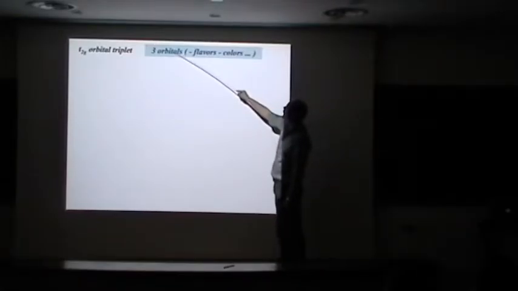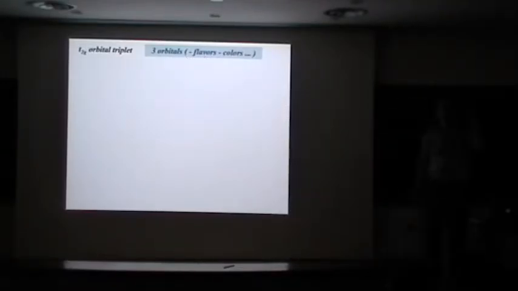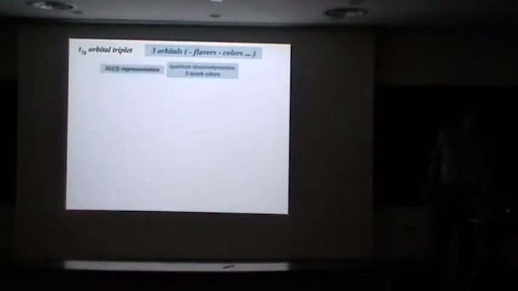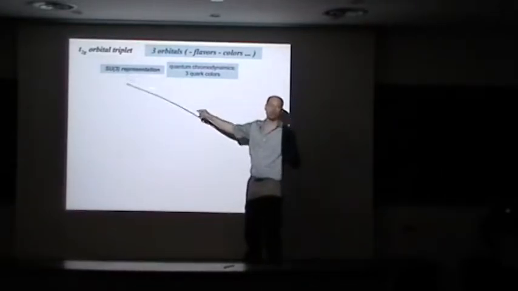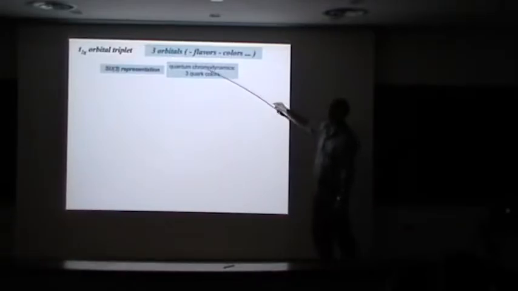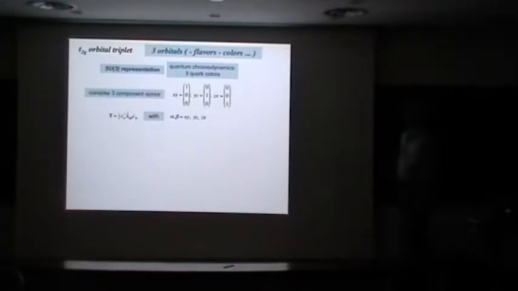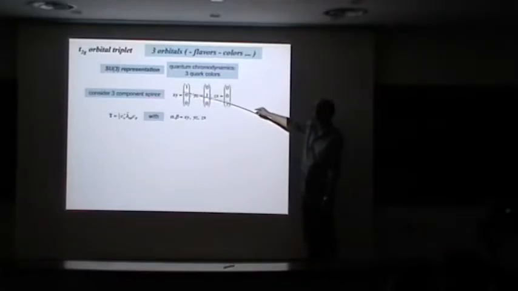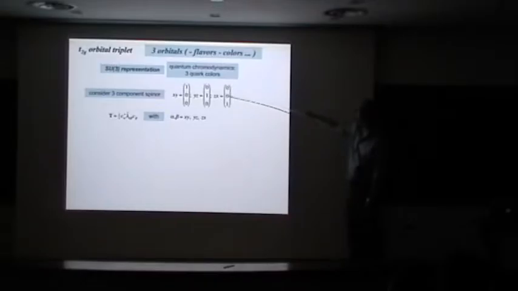Well, in the T2G, I have 3 orbitals, which I can think of as 3 flavors, or 3 colors, if you want, 3 possibilities. So, instead of an SU2 representation, I will take an SU3 representation. As you know, for instance, if you are dealing with quantum chromodynamics, you have 3 colors of the quarks, which is represented by SU3. Okay. So what does that mean? That I have a 3-component spinor. So XY is 1, 0, 0, XYZ is 0, 1, 0, and ZX is 0, 0, 1.